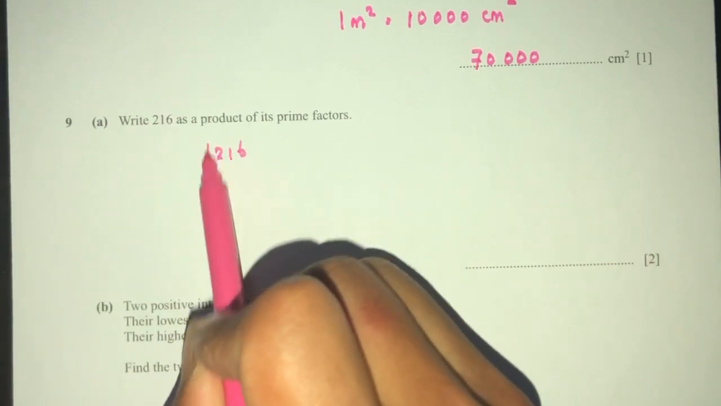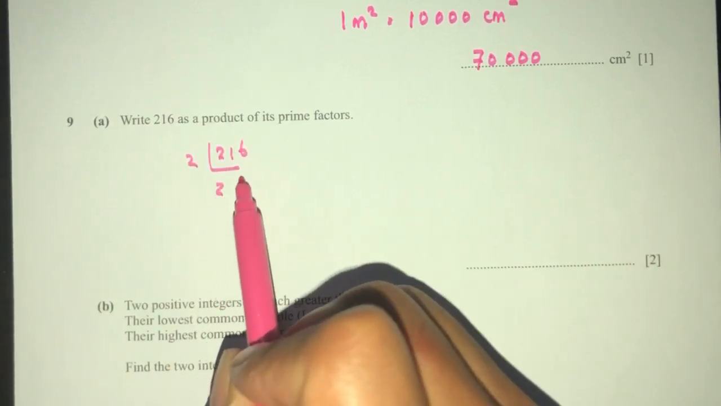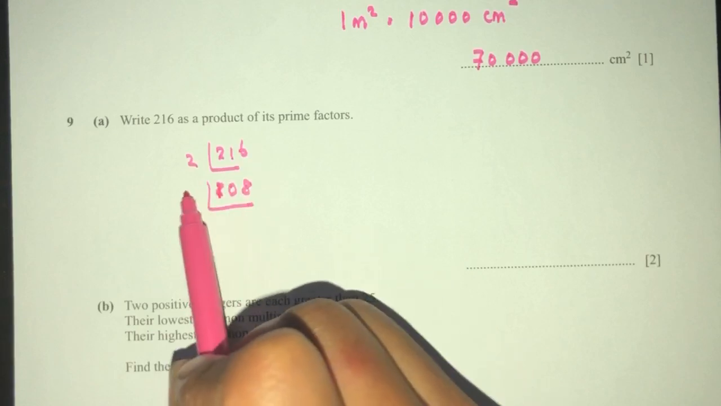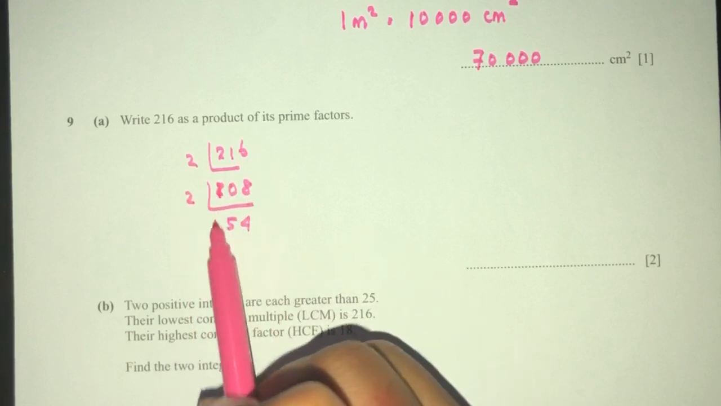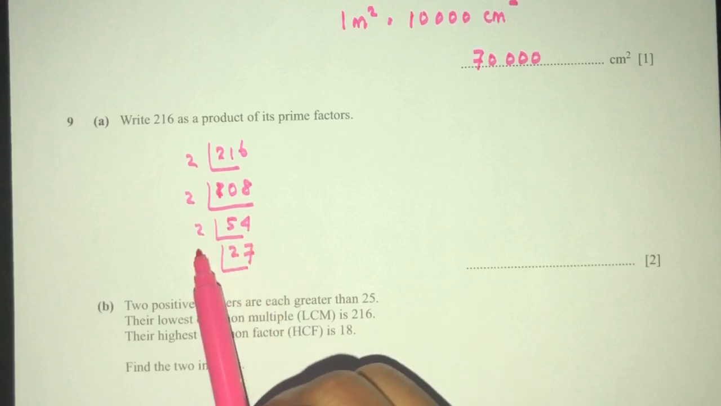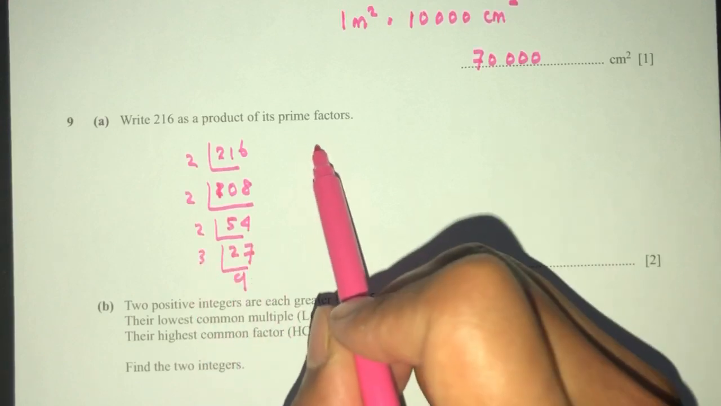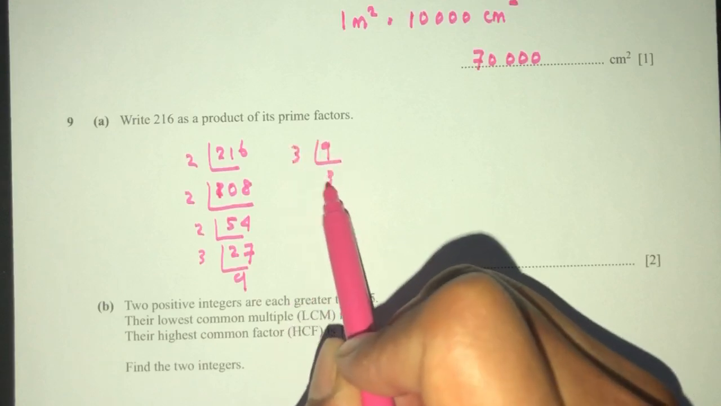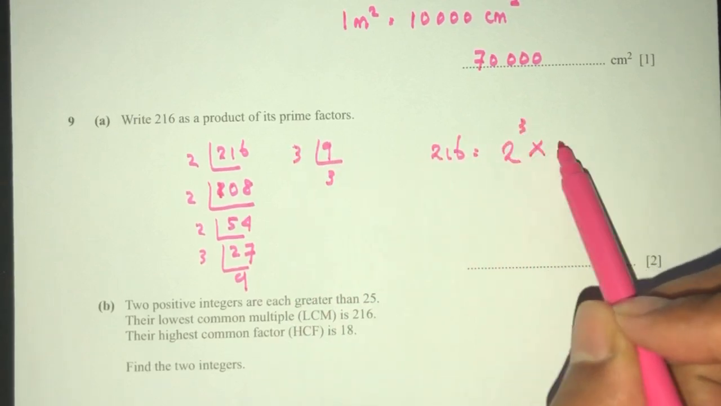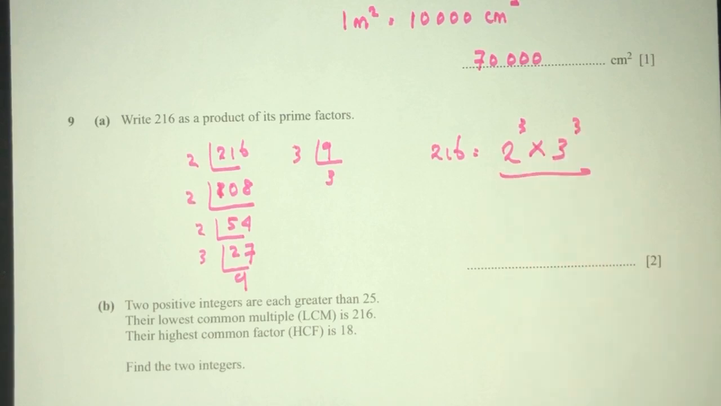Now for 9, we have to write this down as a product of its prime factors. So 216 divided by 2, that will be 108, divided by 2, that should be 54, divided by 2, 27, and 27 is obviously divided by 3, that should be 9, and 9 divided by 3, that should be 3. So finally 216 has to be 2 power 3 times 3 power 3.